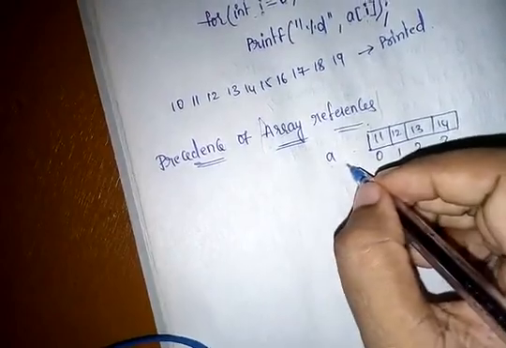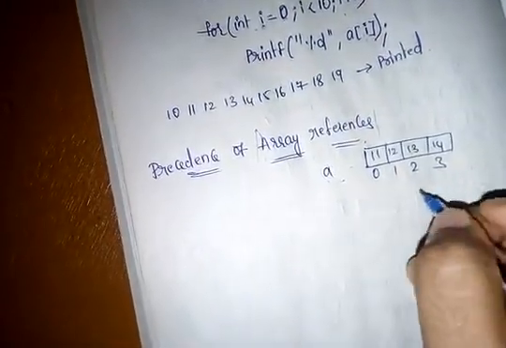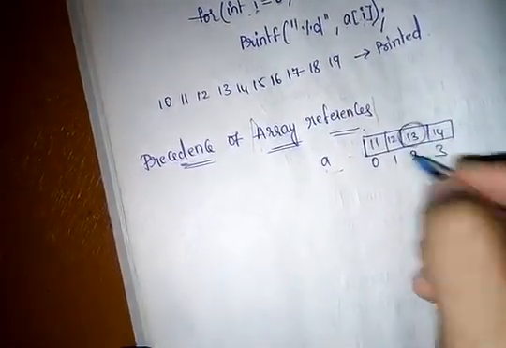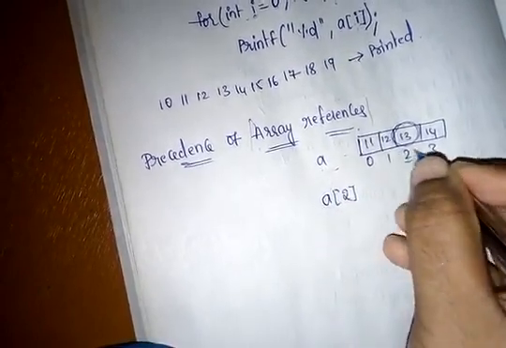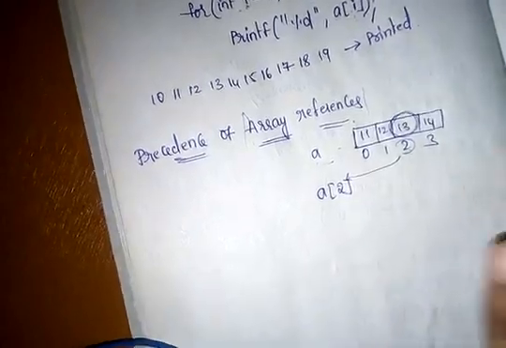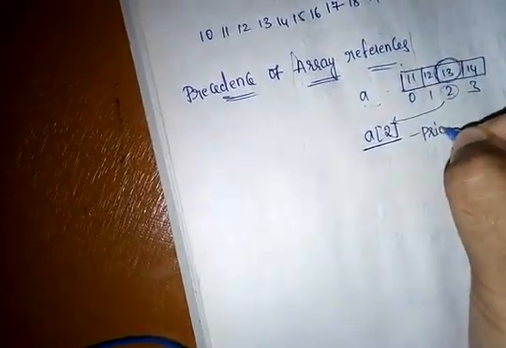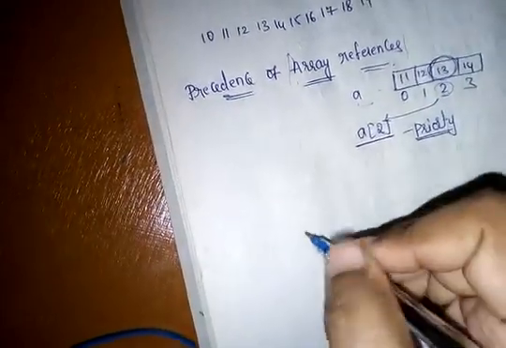If you think the name of the array is A, and if you want to refer to element 13, then you have to write A[2]. Its index is 2, so you need to write that index within the square brackets, A[2]. What we are going to discuss is the precedence or the priority that an array element will have when you write it in an expression.